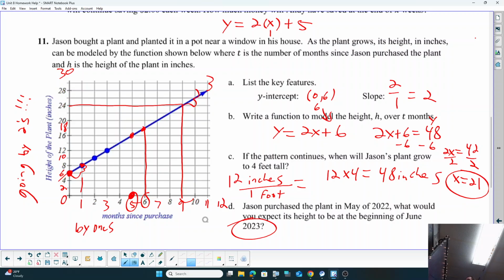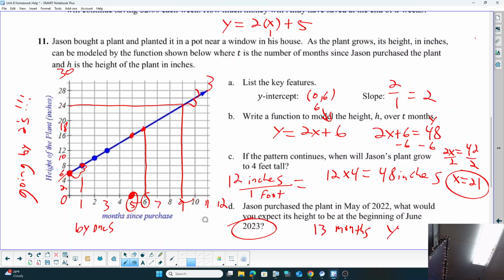Let's see. So 28 inches would be 10 months, and I feel like it's more than that. So I really feel like we're going to say a year. Purchase the plant in May. What would it be in June of next year? So May to June, you grow that 2 inches pretty fast that first month. Okay. So that means we're going to say 13 months.